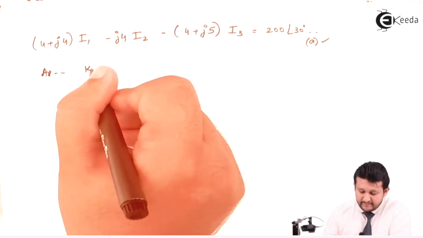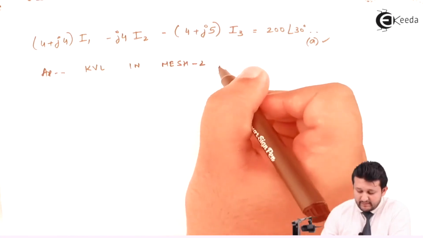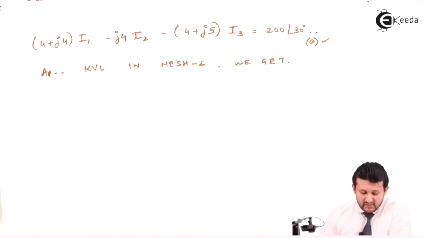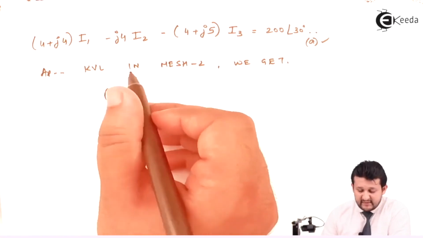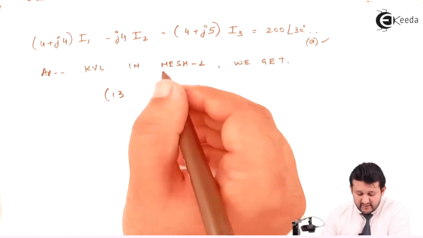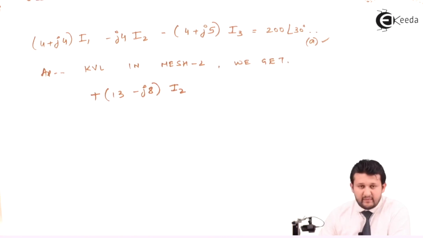So apply KVL in mesh 2. We get: in mesh 2, my dear friends, you have five different components. Add them. So resistances 7 plus 6, you'll get 13. You have plus j4 and minus j4, they will cancel. So you will get minus j8. Your current is I2, so your sign will be positive. Apart from I2, you need to have a look: is there any other current flowing in the other parameters?